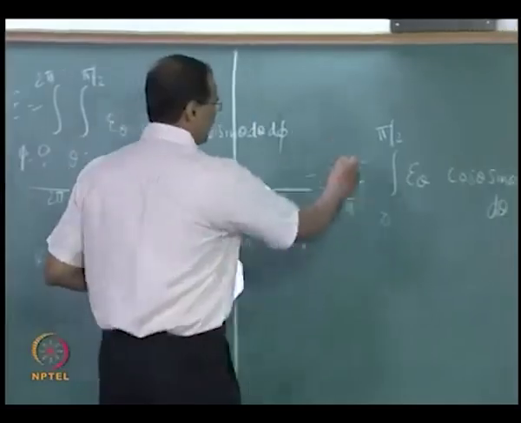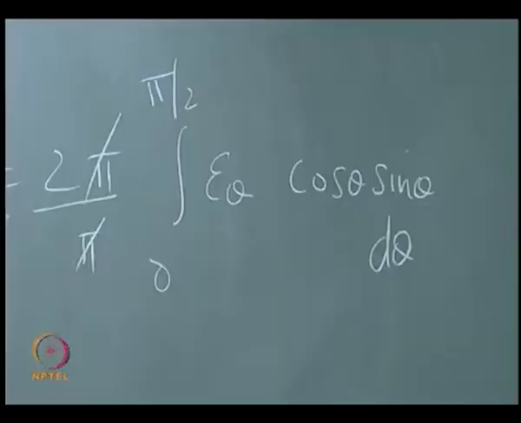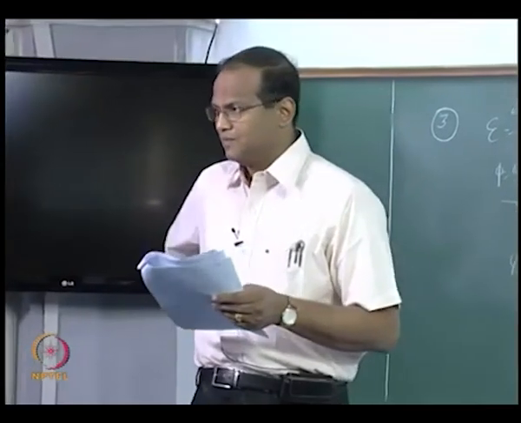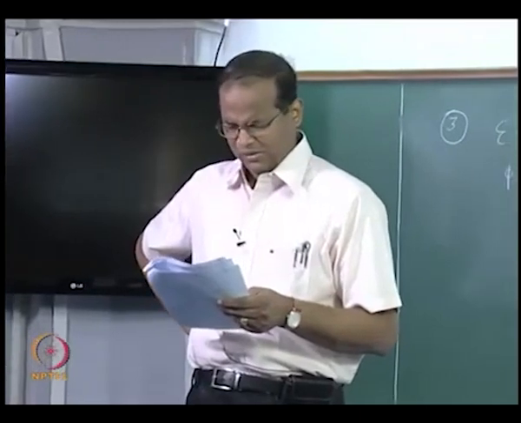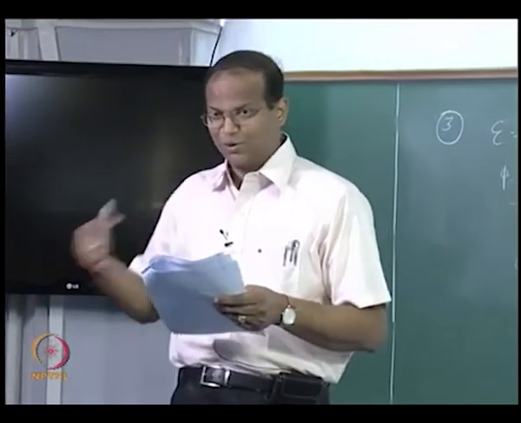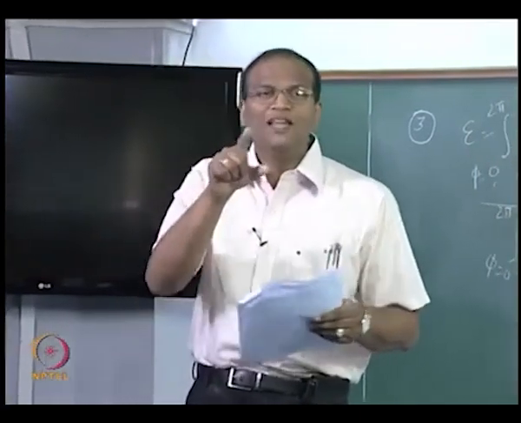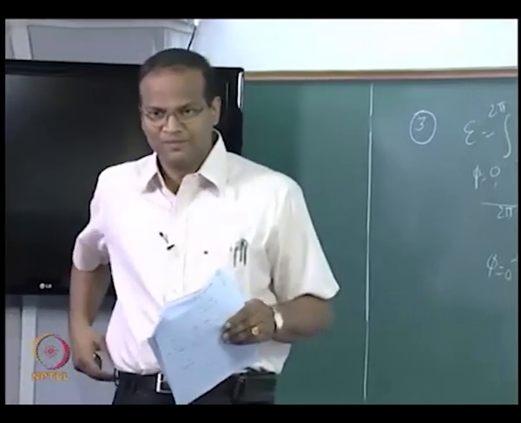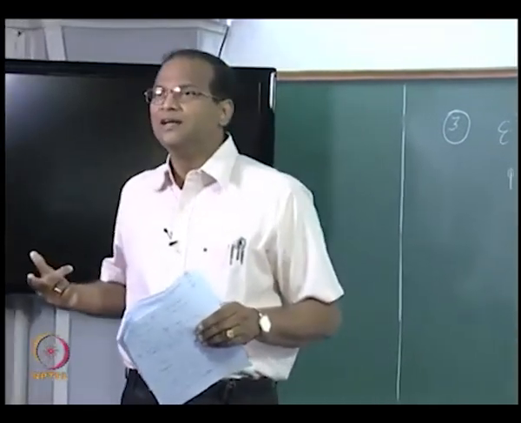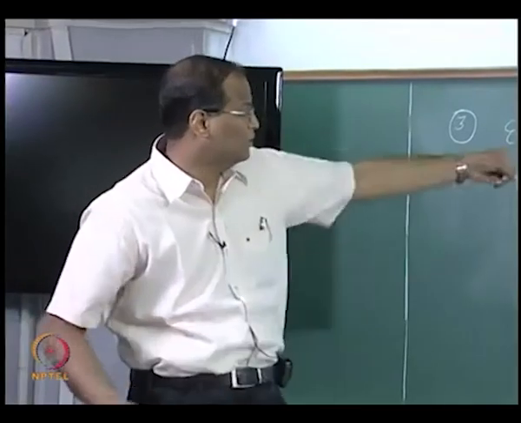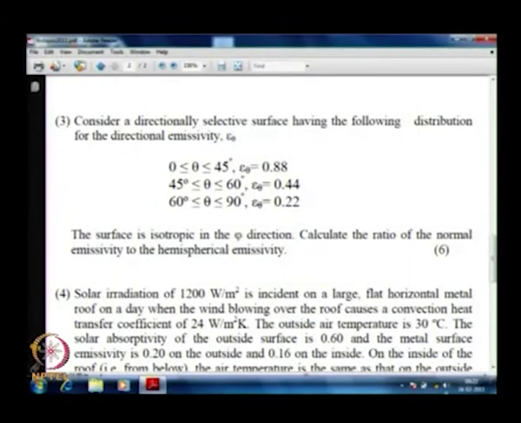Okay. I am writing this explicitly so that all of you remember that when you are converting this spectral directional quantity into total quantities, the 2 will be there here, the 2 will be there, so long as it is azimuthally isotropic. I gave you the surface is isotropic in the phi direction, that is there is no change.